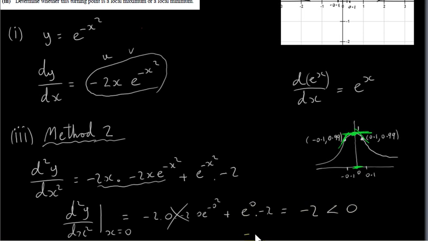So that tells us that the turning point, 0, 1, is the coordinates of the turning point, is a local maximum.